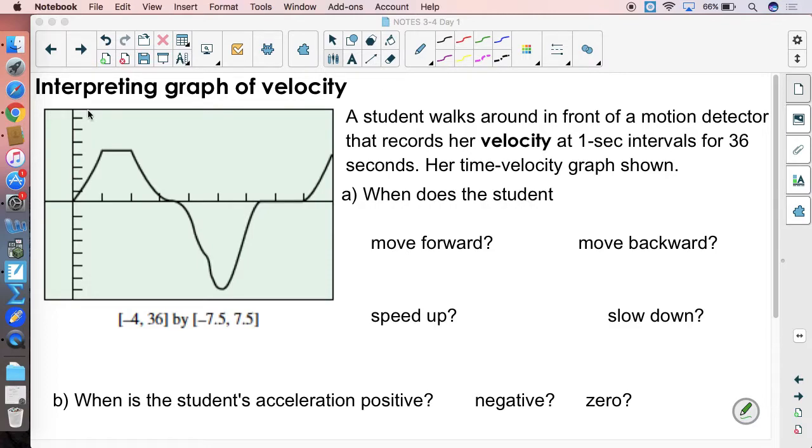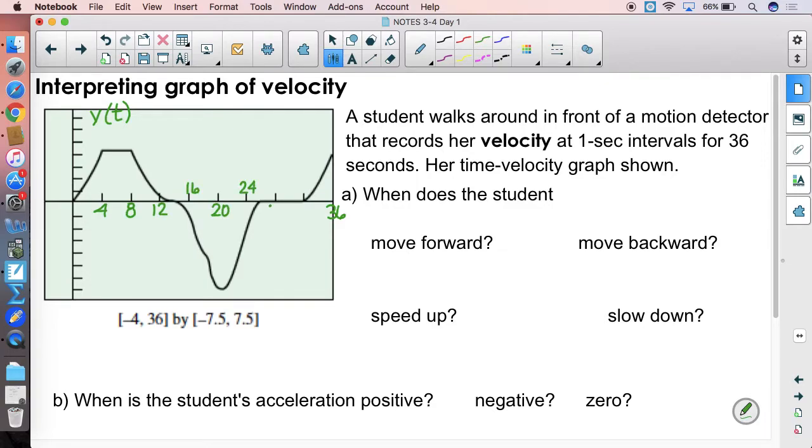graphed. So I'm going to go over to the graph right away and put that this is v of t, because I want to realize these are not her positions, these are her velocities at 1 second intervals for 36 seconds. So I know this is time 36 over here, and I'll help you out. It counts by every 4 second intervals. So I'm going to label those time intervals on my t-axis, so I can think about those times as they relate to the graph.